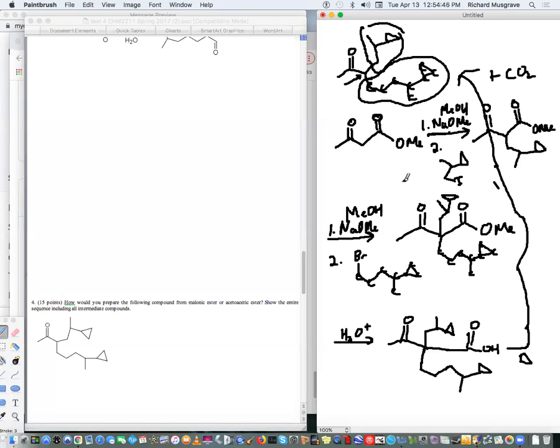So on the test, you can expect either this starting compound here to be a methyl ketone like this one, or it could be a carboxylic acid. If it's a carboxylic acid, the only difference is that you'll start with malonic ester instead, but you'll use a similar process in order to get the answer.